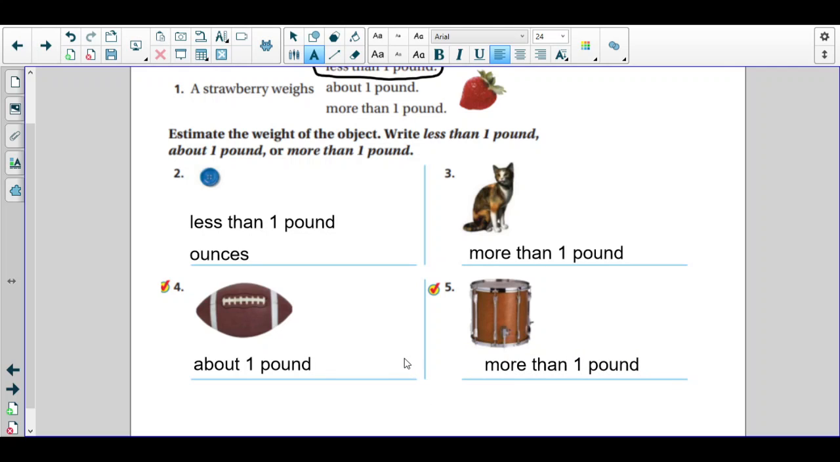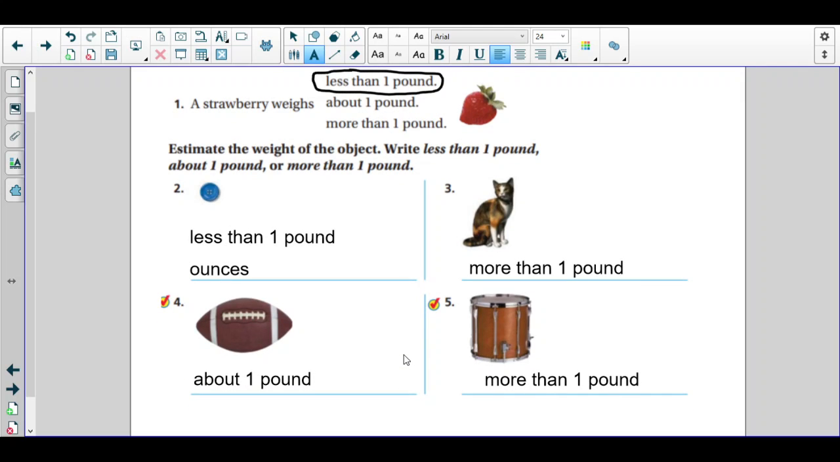So that pretty much wraps up the weight unit here, the customary weight units: ounces, pounds, tons. Good luck with your assignment. I'm sure you will do great.